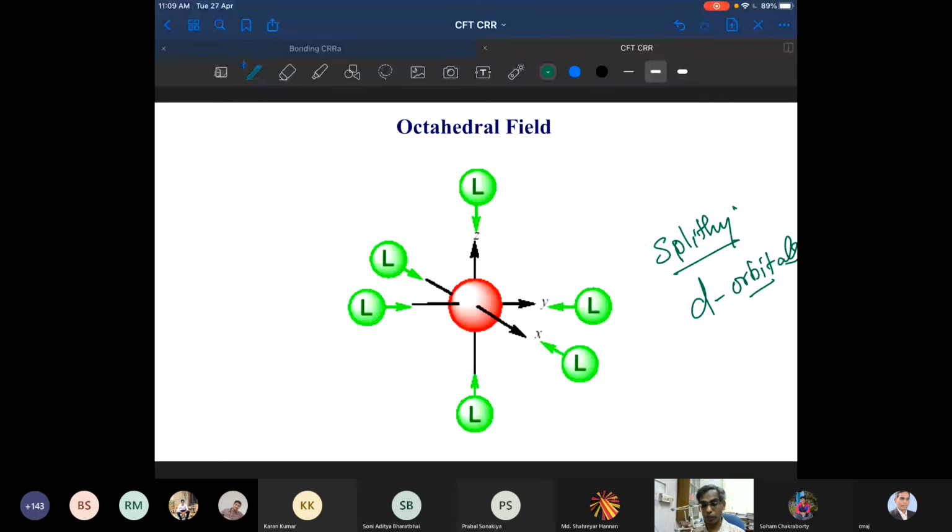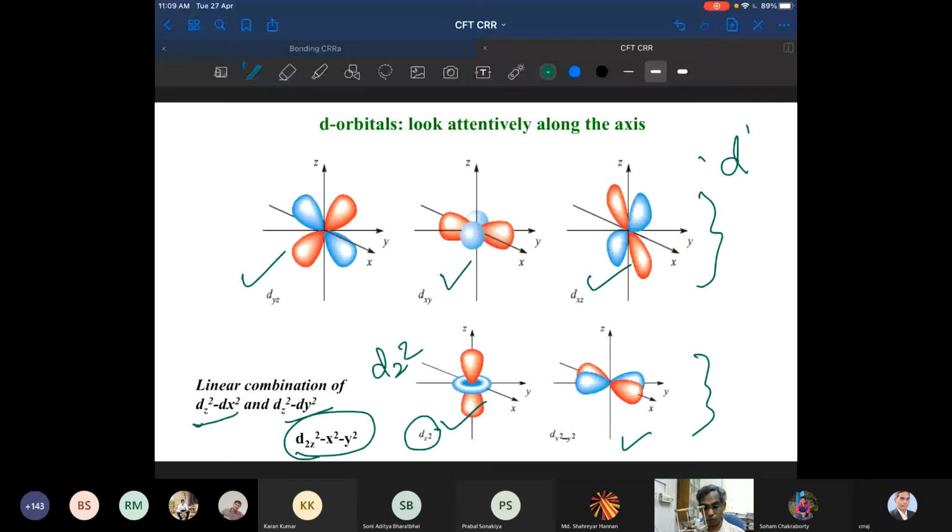Here is one group of orbitals, dyz, dxy, and dxz. And then dz squared and dx squared minus y squared is the other group. There are two groups of orbitals. If you carefully look at the diagram, you will be able to distinguish why I have classified them into two. Can anyone unmute and tell me why I did that?